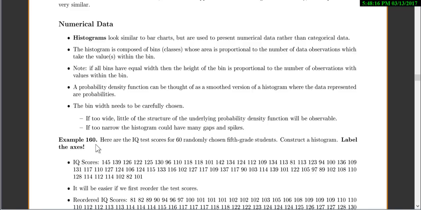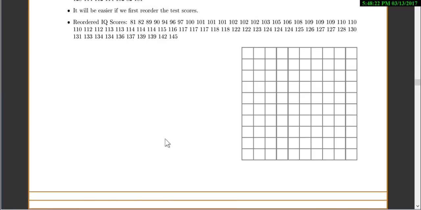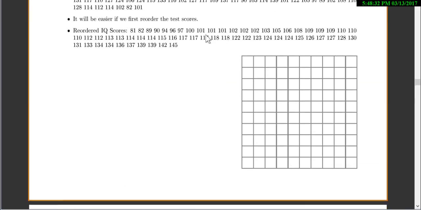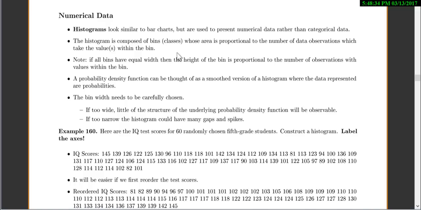Now, numerical data. If you're dealing with numbers, we can do what's called a histogram. If I just scroll down quickly, these are all pictures of histograms down here. Notice they all look like bar charts, right? But they are for numerical data, so they take a little bit more work.